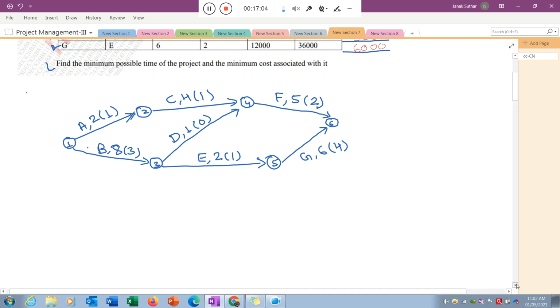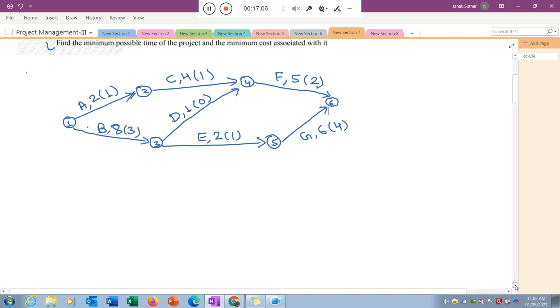Okay, so now the paths available in this particular network diagram. The paths available are 1 to 2, 2 to 4 and 4 to 6. With respect to this path, 1 to 2, 2 to 4 and 4 to 6, that is the one path available.